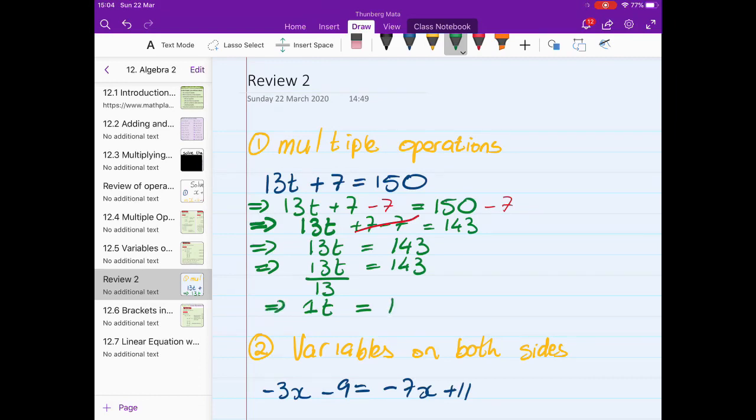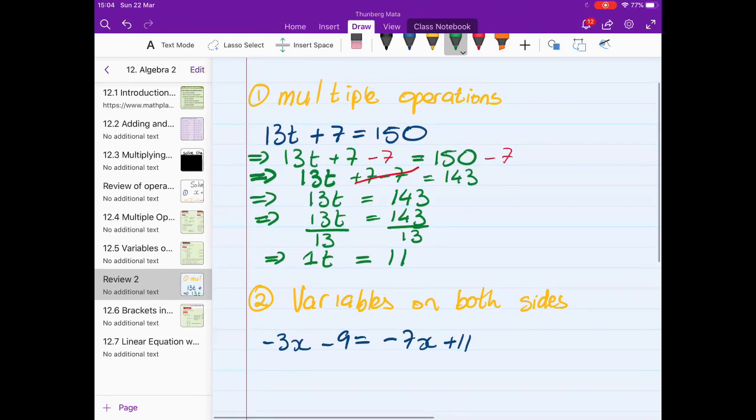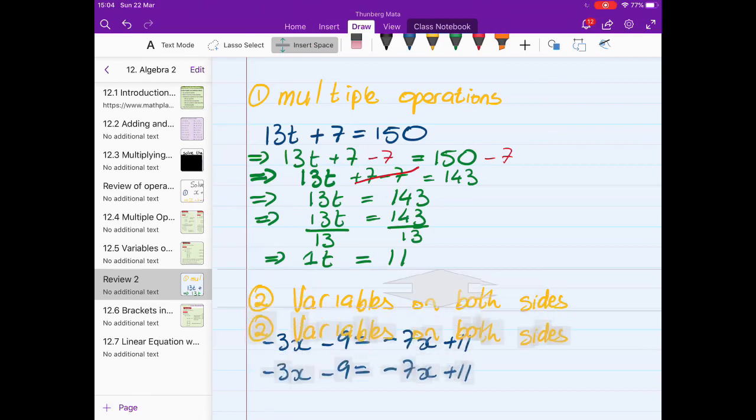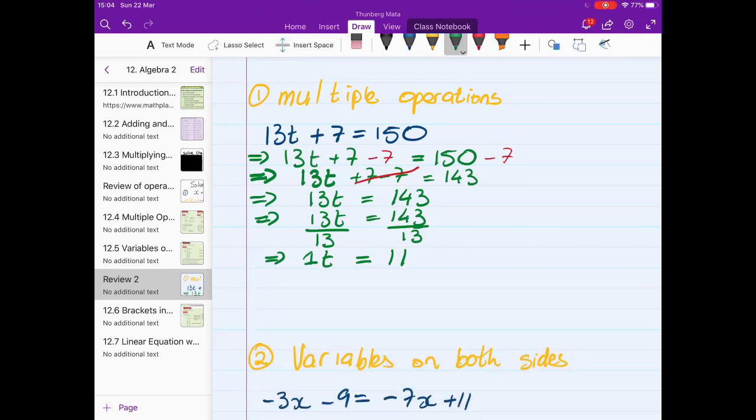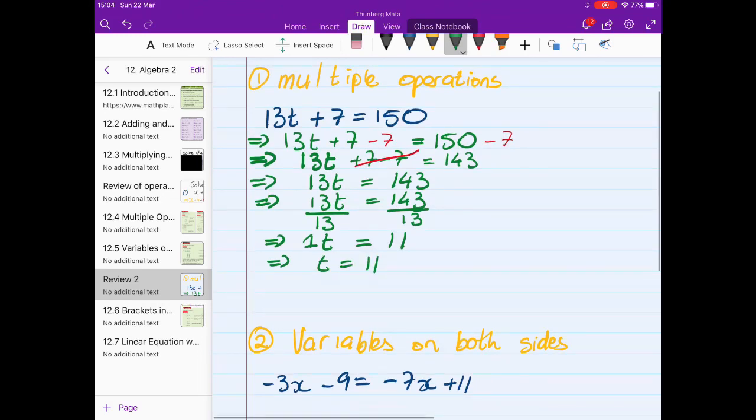But if we want to do that, we'll have to do the same thing to the other side of the equation as well. So we'll have 143 divided by 13. Now I know that 10 13s give me 130. 143 is one more 13 than that, so I'll have 11. So that's 11 13s makes 143. So there I have the equation solved. I have 1t is equal to 11, or t is equal to 11. You can write down whichever, it makes no difference.